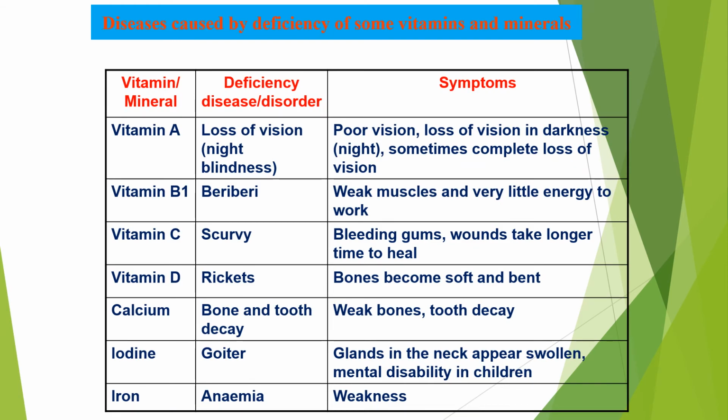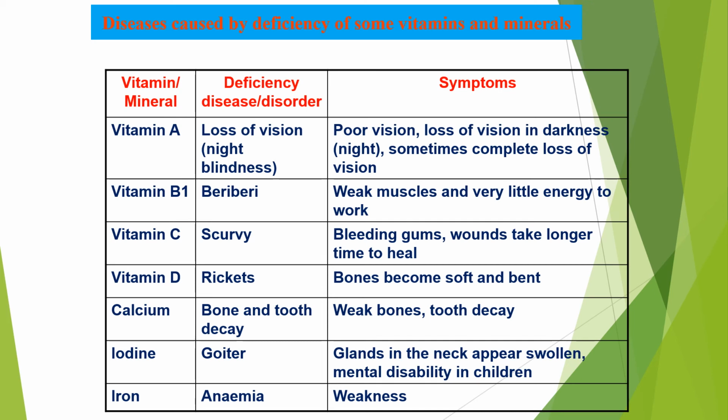Let us now look into some of the diseases caused by deficiency of vitamins and minerals. This table is to be learned by everyone because it is very important. The first section of the table contains the name of the vitamin or the mineral. The second section contains name of the deficiency disease. The third section contains the symptoms. So this is to be learned thoroughly.